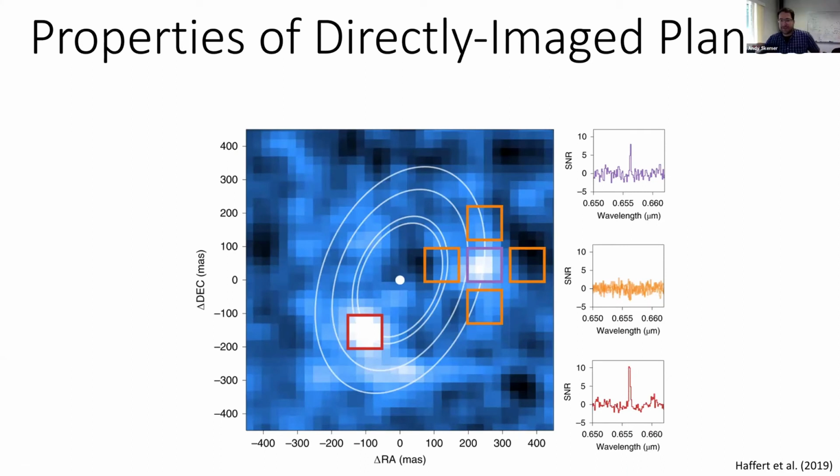Okay, so that's how we generally take spectra of directly imaged exoplanets. In my longer talk, I do talk about other ways of doing it and all sorts of different instruments that people use to take spectra of exoplanets. But in this condensed talk, I'm going to get into talking about the properties of directly imaged planets.